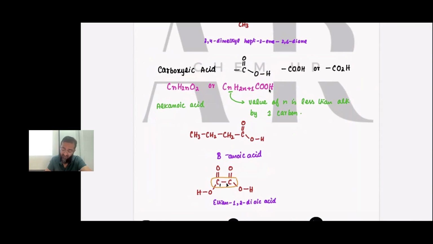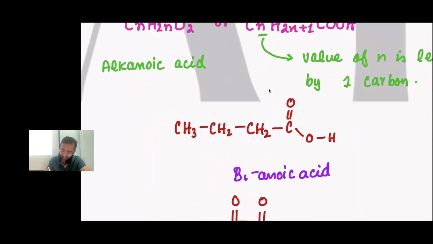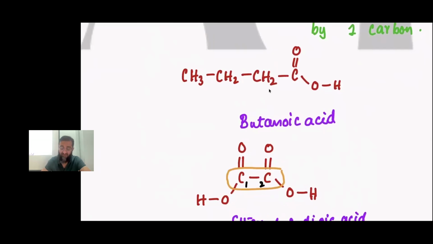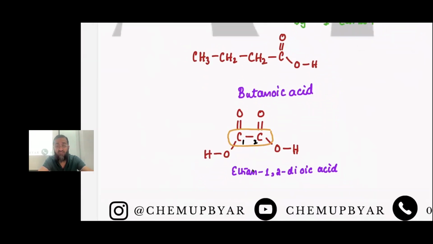Now let's have a look at the names. If you see, this is a 4 carbon structure, so it is going to be butanoic acid. And this one has 2 carbons, so it is ethane-1,2-dioic acid. These are the simpler names, right? Now let's try another one.